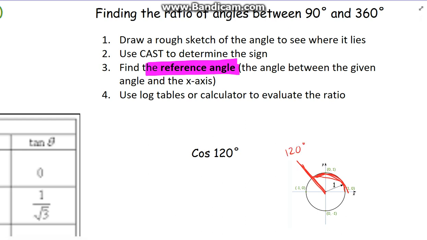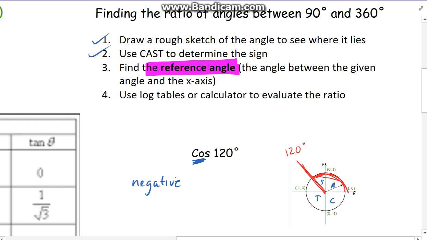Use CAST to determine the sine. So I'm going to put in my C goes here, A goes here, S goes here, T goes here. The fact that it was cos, but look at the quadrant it's in, S's quadrant, which means only sine was positive in that quadrant. So cos, so my answer is going to be negative. I know that straight away. Okay, so I have step 1 done, step 2 done.